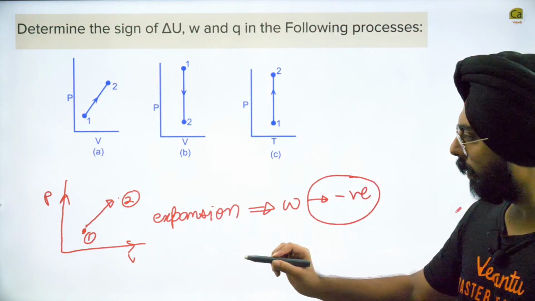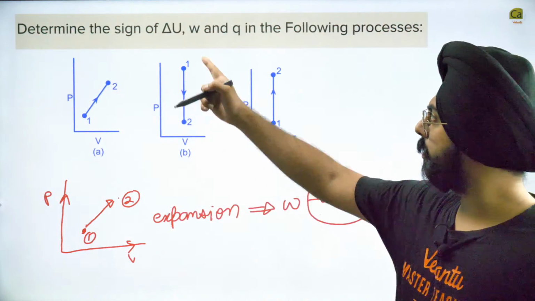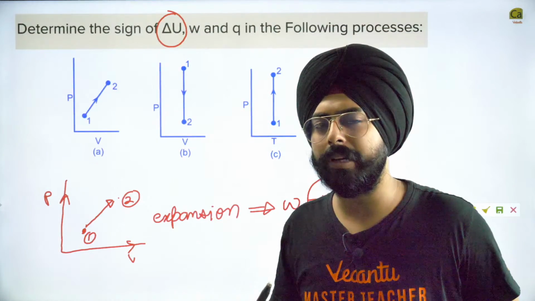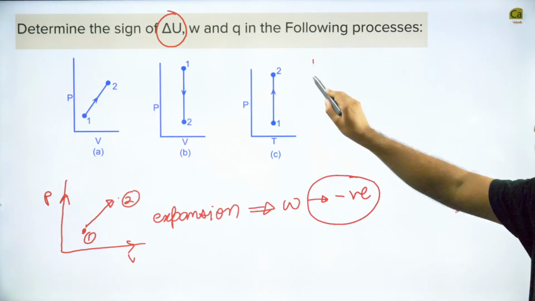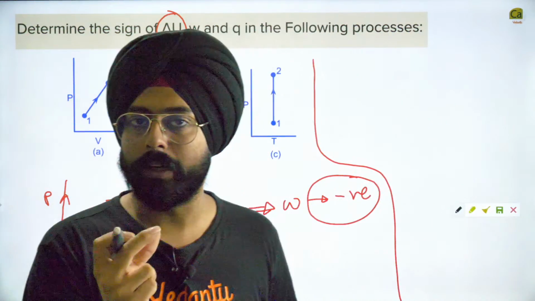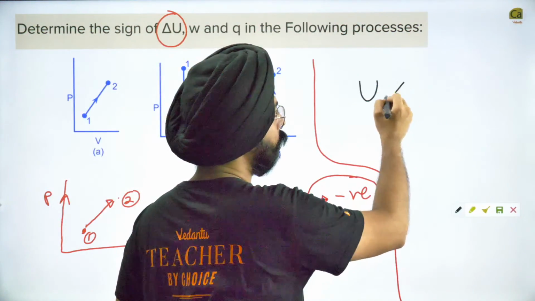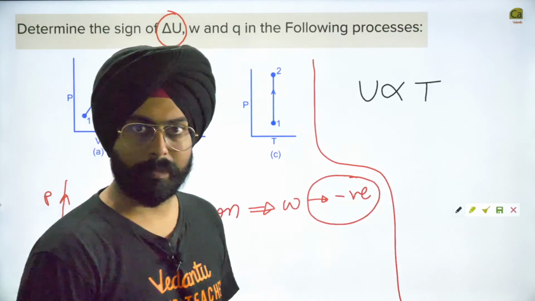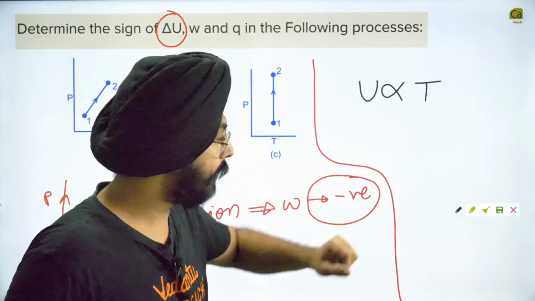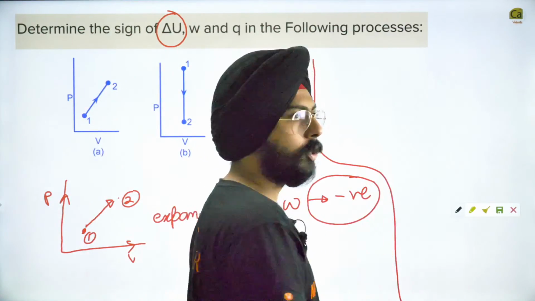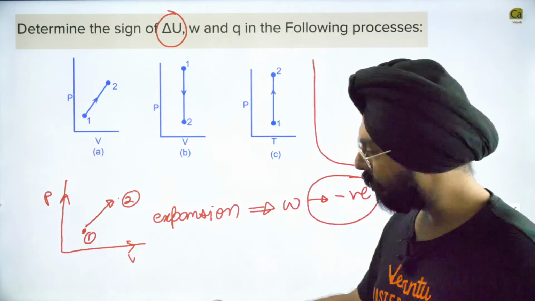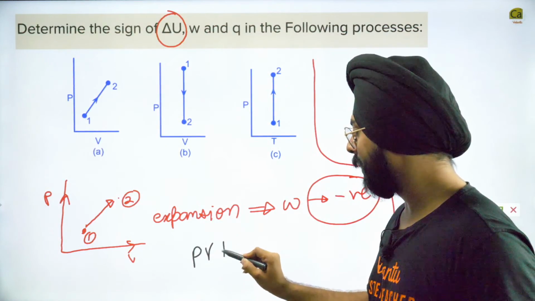Now people, the next thing that we need to figure out is delta U. Now delta U ka kya kare? How do we figure out the change in internal energy? I hope you remember in the previous class I had given you a hint in one of the questions that the internal energy is proportional to temperature. Remember, internal energy of a system is proportional to temperature, right? So if it is proportional to temperature, let us try to figure out what is the change in temperature over here. My dear friends, do you understand that PV is increasing?